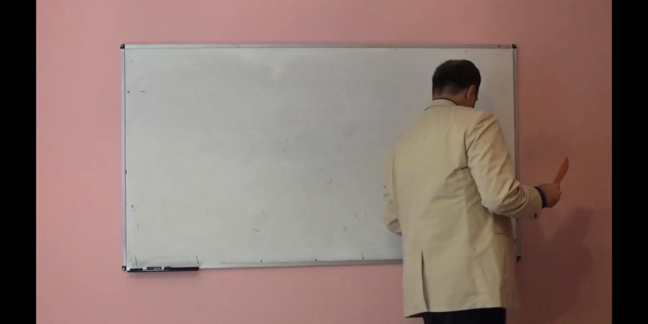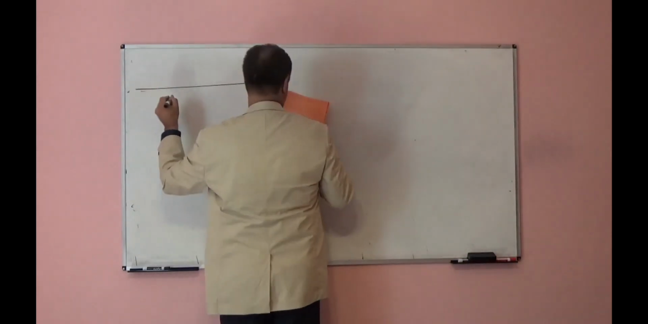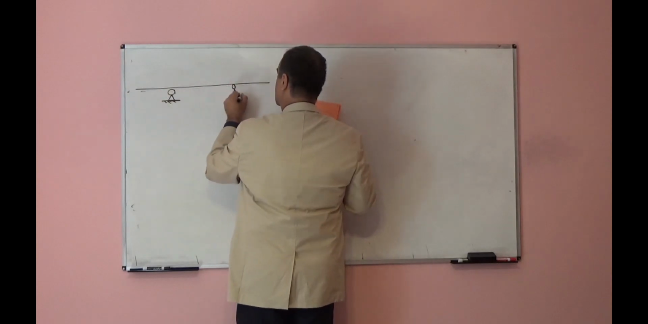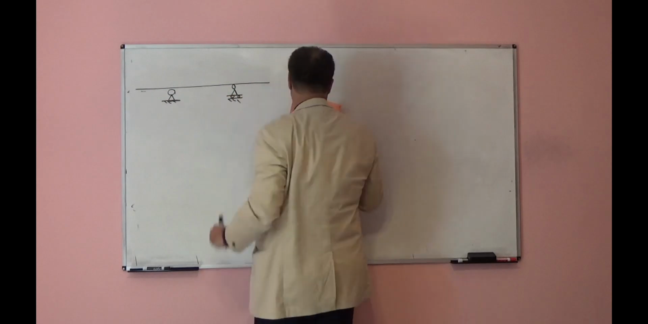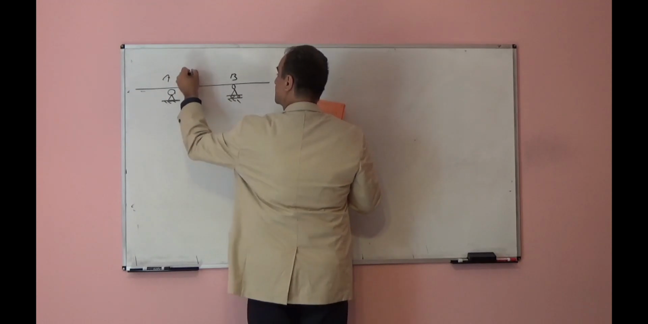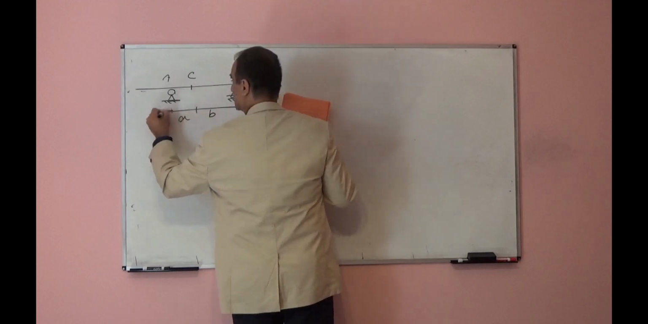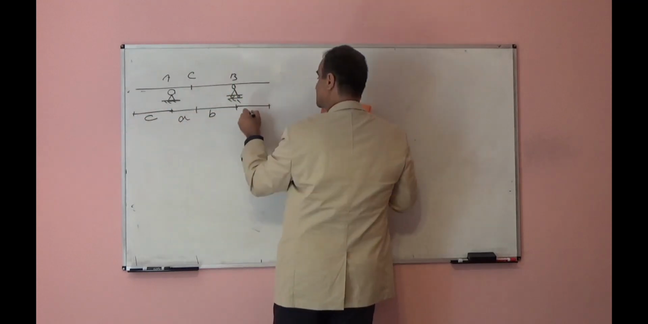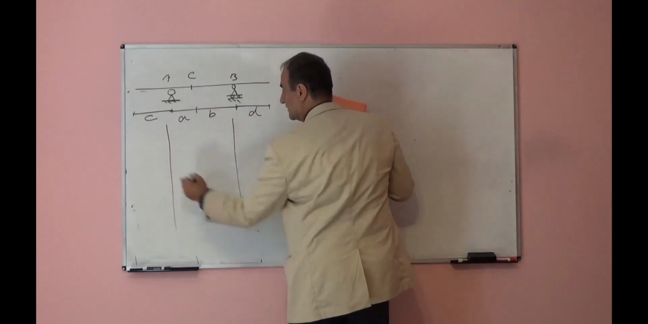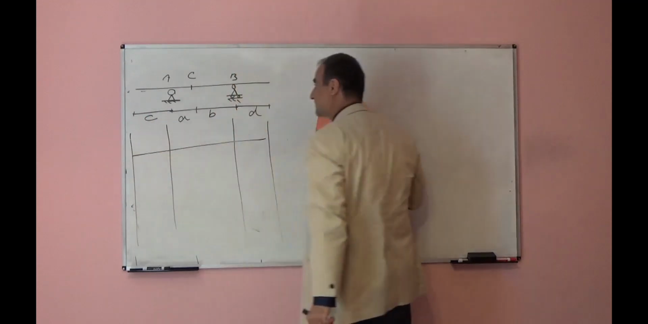Maybe it is good to, for now, review this example as well. We have one very simple example: a simply supported beam with overhanging part. A, B, this is point C, this is D. We want to now find the influence line for the reaction at point A.